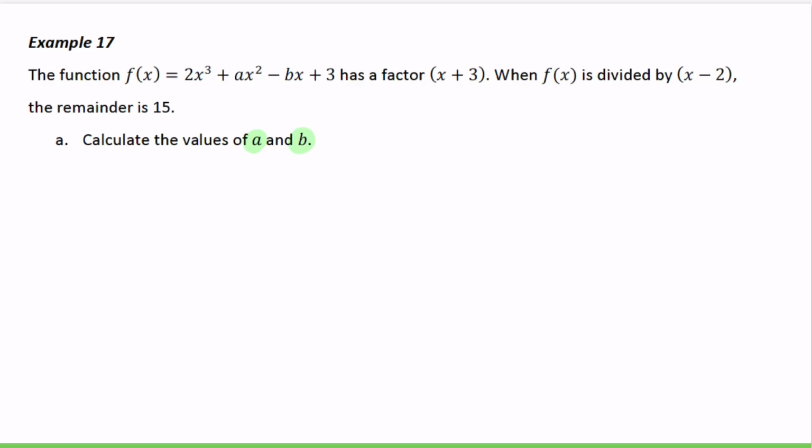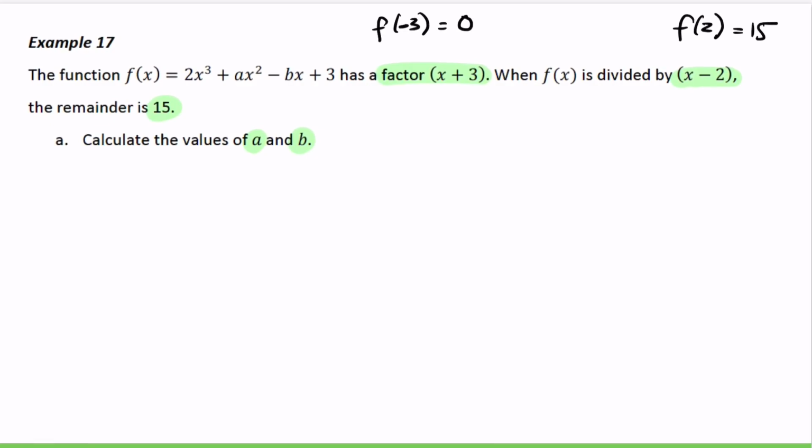So let's interpret the information that they've given us. The first thing it's told us is that it has a factor of x plus 3. What we know, therefore, is that when we substitute in negative 3, the remainder is going to be 0. So f of negative 3 is going to equal 0. Likewise, when the function is divided by x minus 2, the remainder is 15. So very similarly, when I substitute in x is equal to 2, so that'll be f of 2, my value will be 15.